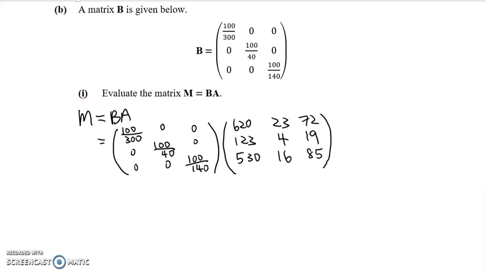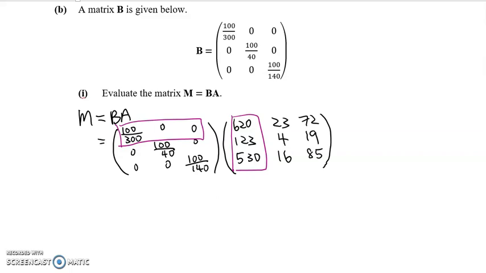So as we do our matrix multiplication, let's also try and make sense of what the multiplication actually means. If we first start off, I have to take the first row multiplied by the first column to give me the first row, first column's value in the matrix M. So I'm actually taking 100 out of 300 multiplied by 620. The other two values don't matter anymore.